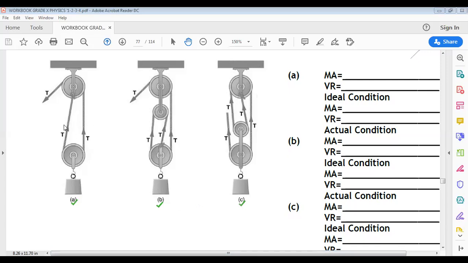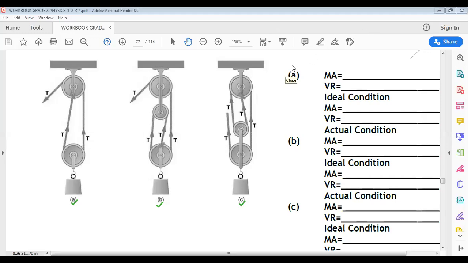Now we will talk about diagram A. We have to find out 2 things, MA and VR of ideal condition and MA and VR of actual condition. Quickly type the MA and VR of pulley A of ideal condition. Yes, very good. Brilliant answer. Yes, all of you are getting it right, beta.